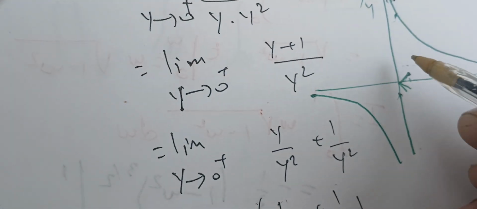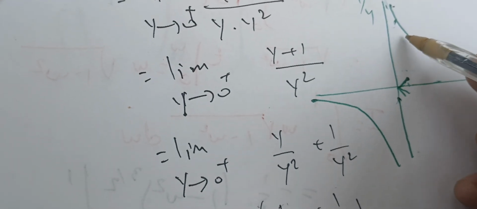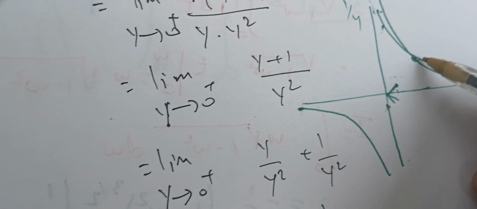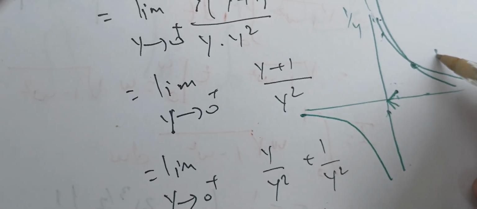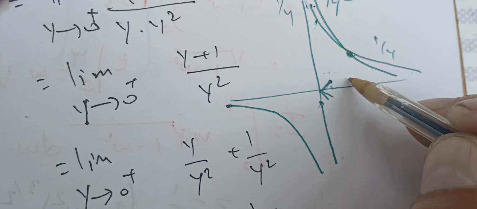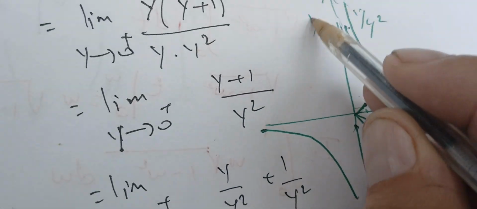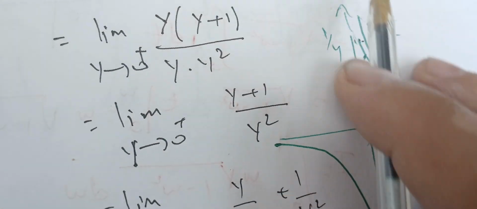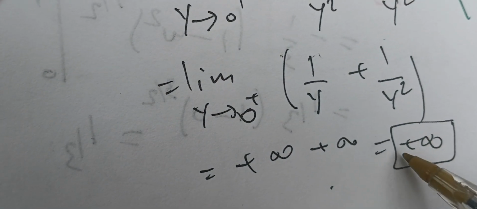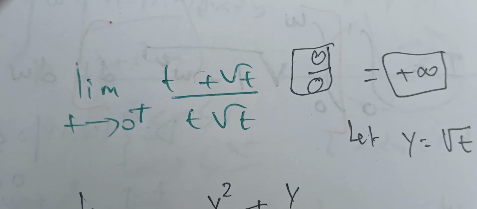I get the same thing for y squared. It's 1 over y squared, the same thing. So as I go to 0 from the right, both values become big, and this is what I have here. Plus infinity plus plus infinity, which is plus infinity. Therefore, my limit is plus infinity.